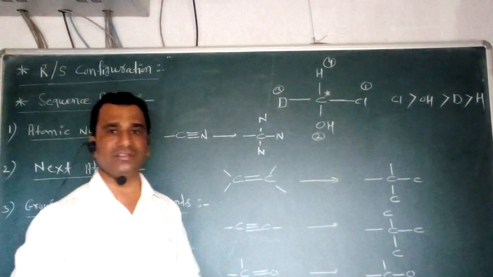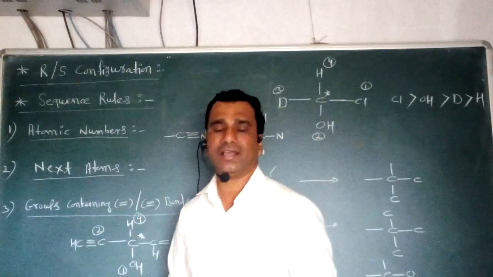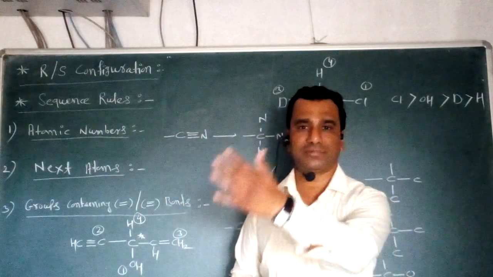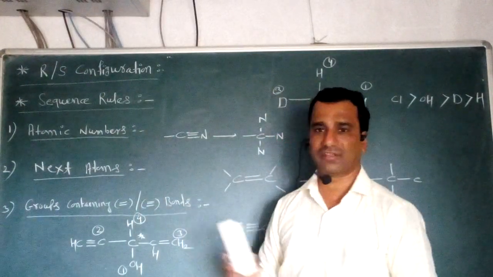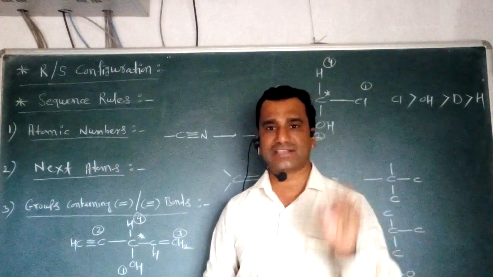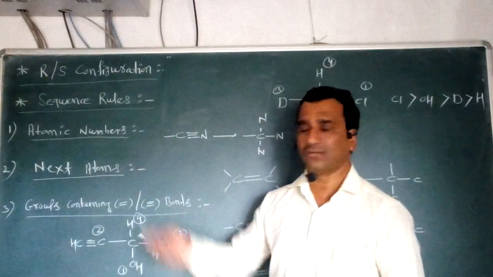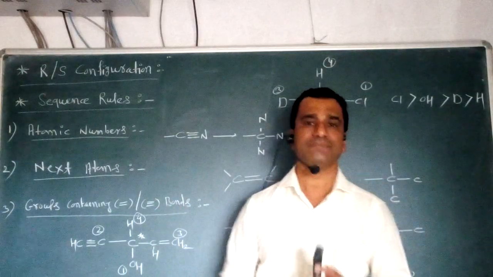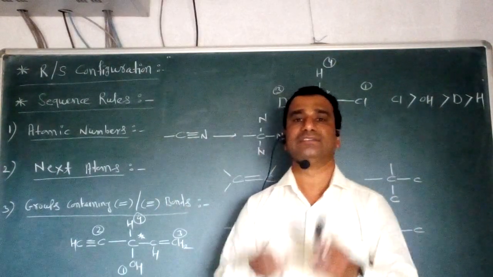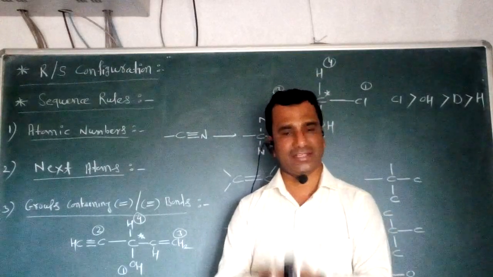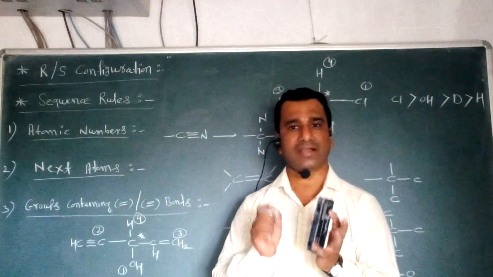By considering all these sequence rules, we can assign the priority from 1, 2, 3 up to 4. And by considering all these priorities, we have to assign the actual configuration for the given chiral center. So in this lecture, we discussed these important sequence rules. In the next lecture, we will study the actual assignment of R and S configuration for different types of chiral centers.